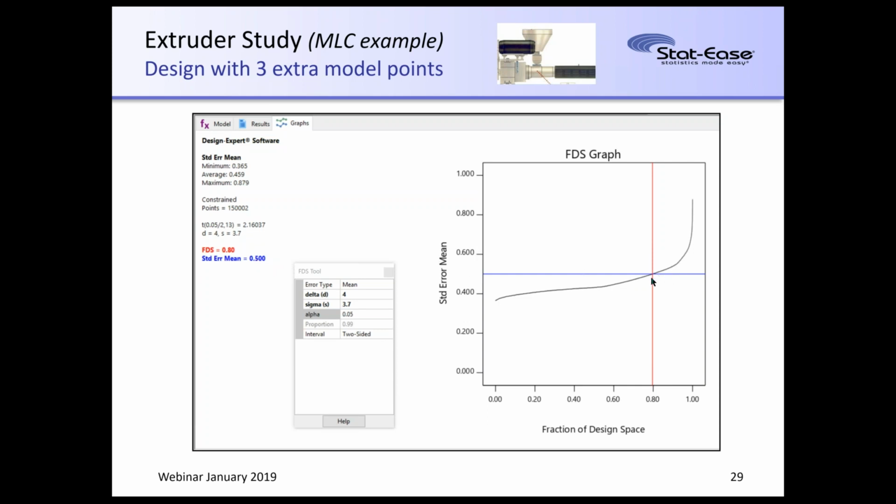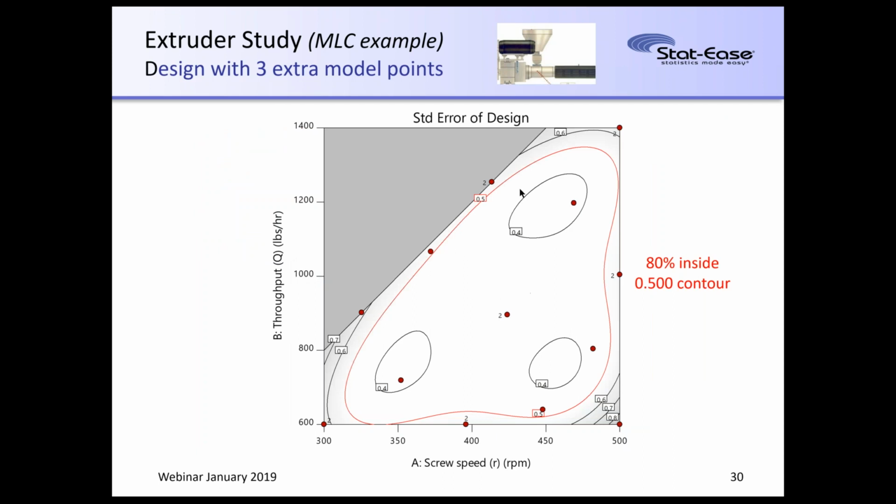And it turns out that we're right. That gets us right at 80% of the design space. So now if I look at that design, here's my red contour. 80% of the area that we're studying, we're going to have precision of plus or minus 4 or better, and then this other 20% outside that red contour, we're going to have precision somewhat less than that.